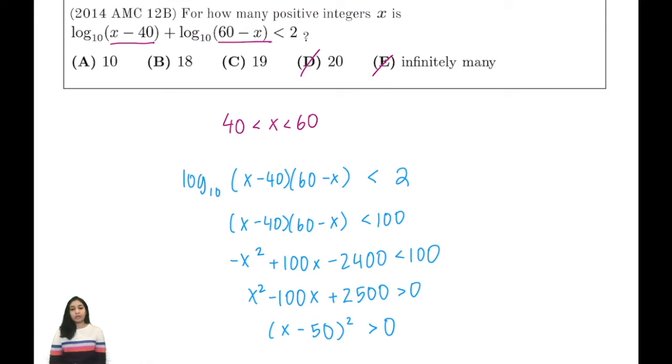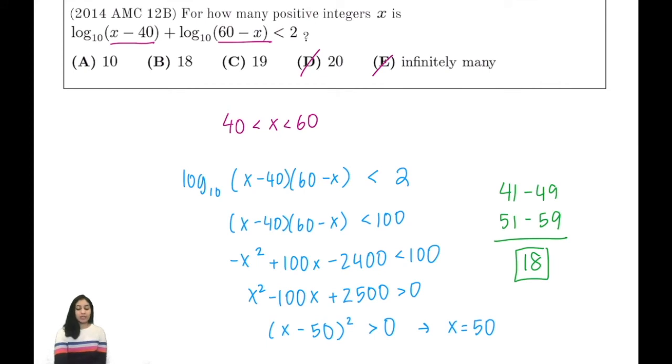So we know that all squares are greater than or equal to 0, and the only way that this will not be satisfied is if x equals 50, which will make our left-hand side 0 and make our expression false. So this problem will work for all numbers between 40 and 60 other than 50. So that's 41 to 49 and 51 to 59, and this is a total of 18 solutions. And that tells us that our answer is B.